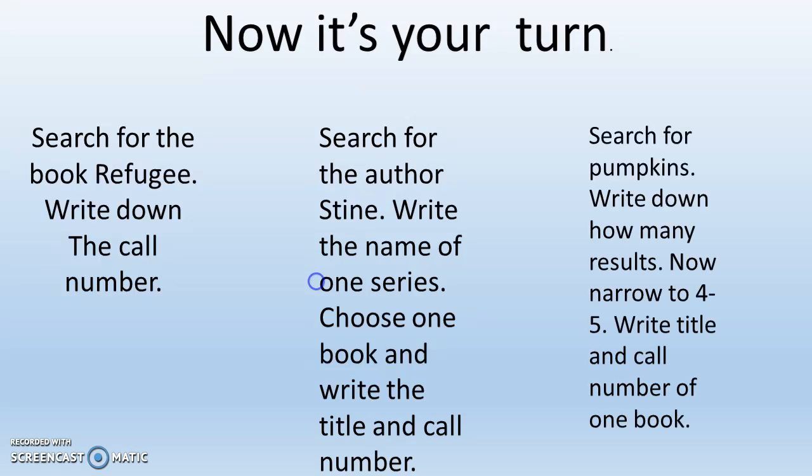And finally, you will search for pumpkins. Write down how many results you received. Go back and research pumpkins, but this time make your interest level for 4th through 5th grade. Write down how many results you get. Pick one book and write down the title, author, and call number.